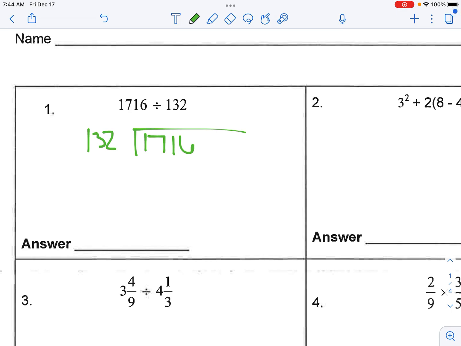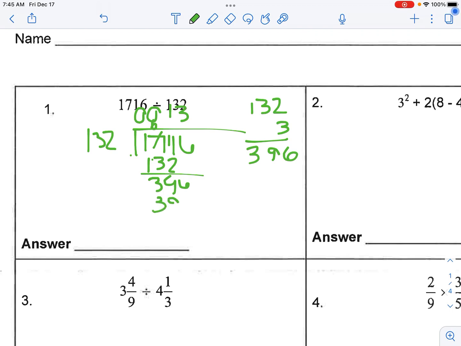So 132 cannot go into 1 or into 17, but it can go into 171 once. We're going to subtract, borrow from your 7, it becomes a 6. Add a 1, 11 minus 2 is 9, 6 minus 3 is 3, and drop your 6. 132 goes into 396 3 times. If I multiply 132 times 3, I get exactly 396. So your quotient for number 1 should be 13.